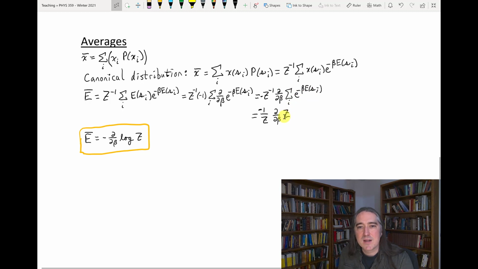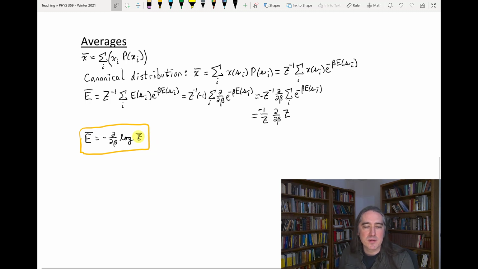But that sum is exactly the partition function. So what we've found is that the average value of the energy is minus 1 over the partition function times the derivative with respect to beta of the partition function. And then just a slightly more clever way to write that is to say it's minus the derivative with respect to beta of log z, right?